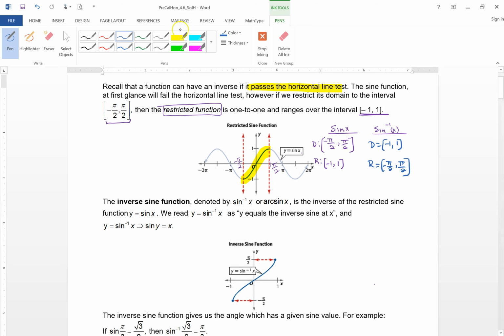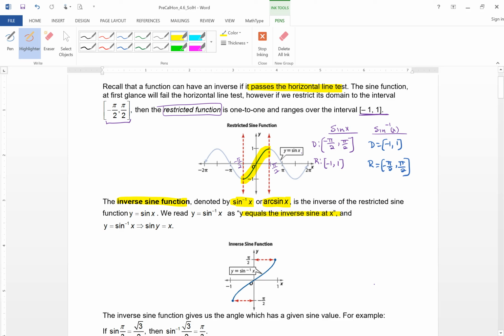All right, so now finally, those smart people gave us this inverse sine function. This is synonymous to sine inverse of x. So you can either say sine inverse, cosine inverse, or you can say arc sine, arc cosine. They mean the same in the world of trig, okay? The way it's read is y equals the inverse sine of x, and so on and so forth.